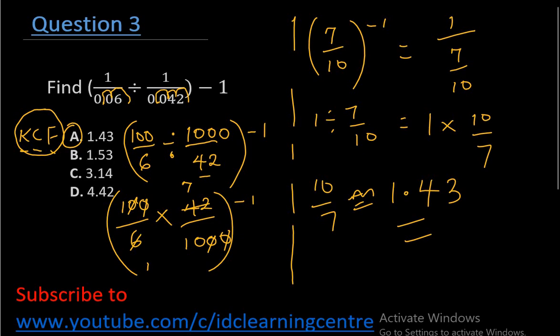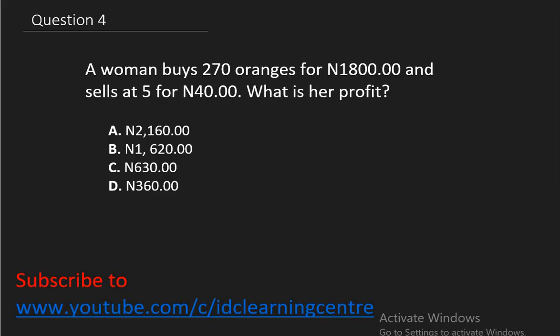Okay, let's take question 4. A woman buys 270 oranges for 1,800. So the cost price here is 1,800. And she sells at 5 for 40 naira. Let's find the selling price. The way she sold these oranges, she grouped them. Each 5 oranges cost 40 naira. So we need to find how many 5s are in 270, then multiply by 40 to get the selling price.